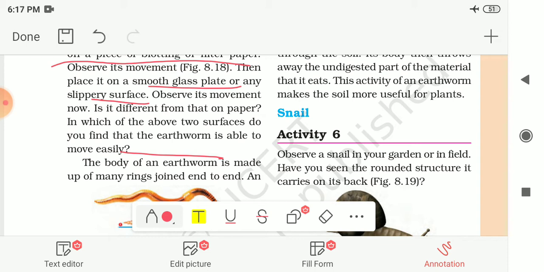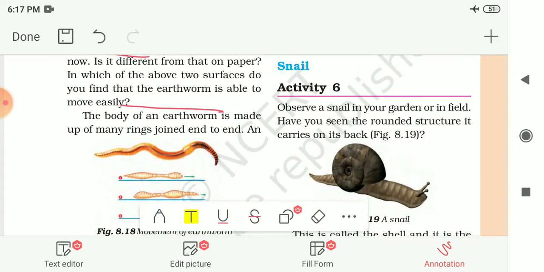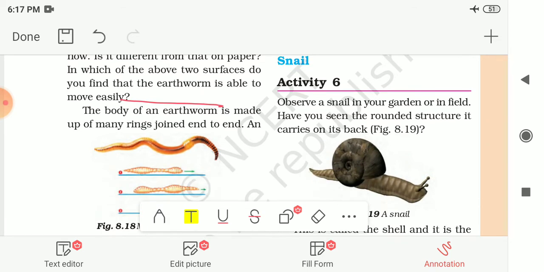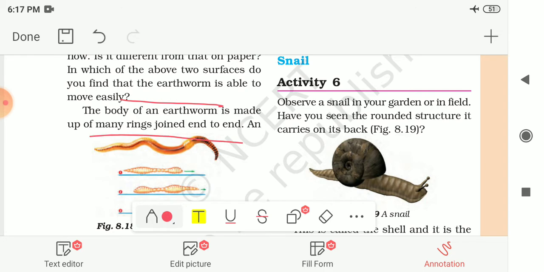After performing this activity, or if you have observed earlier, you will find that an earthworm cannot move on slippery surfaces like glass, but it moves easily in the soil or on the paper, filter paper. The body of the earthworm is made up of many rings joined end to end. Now let us see how the earthworm moves on the soil.